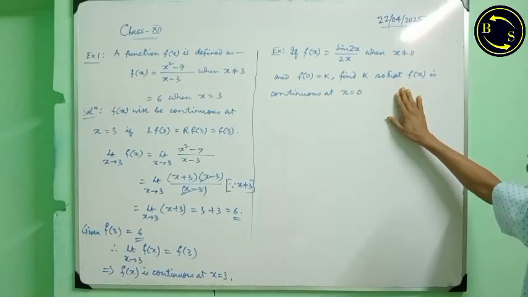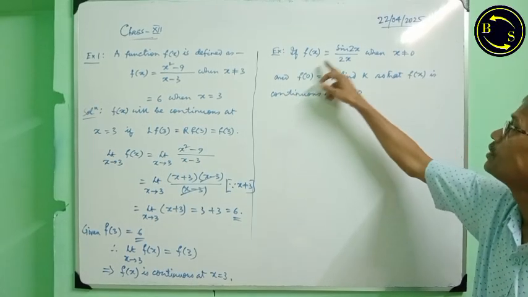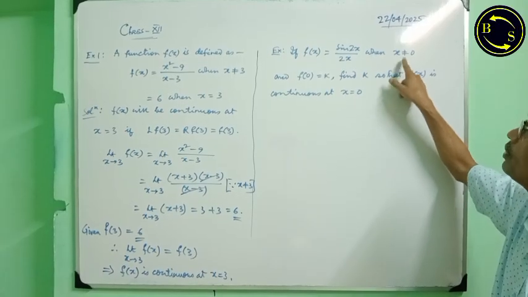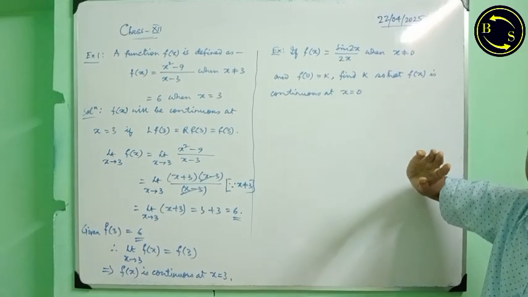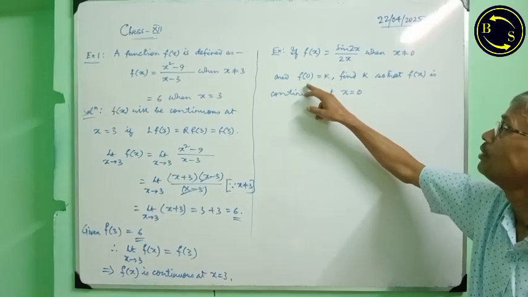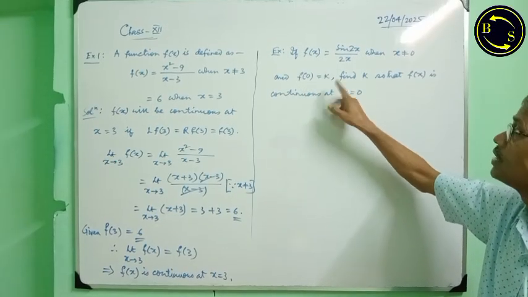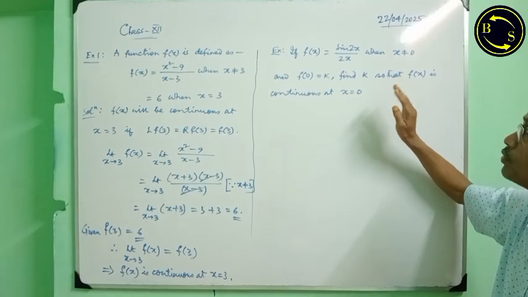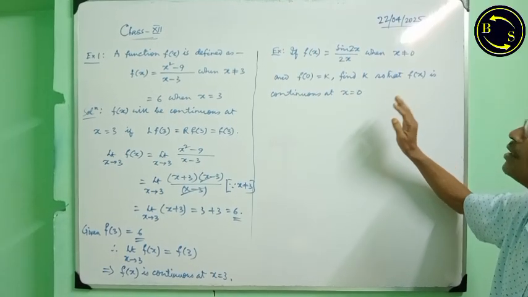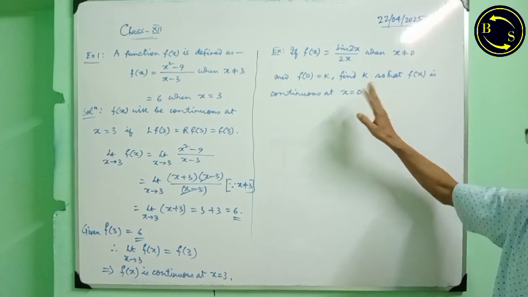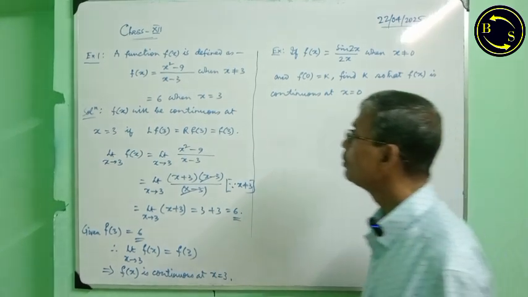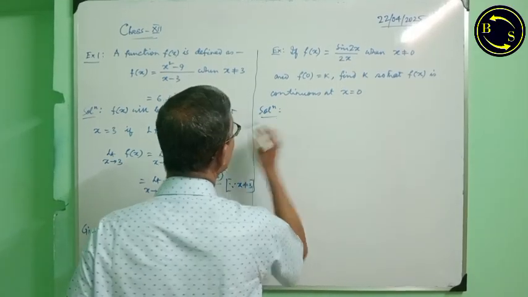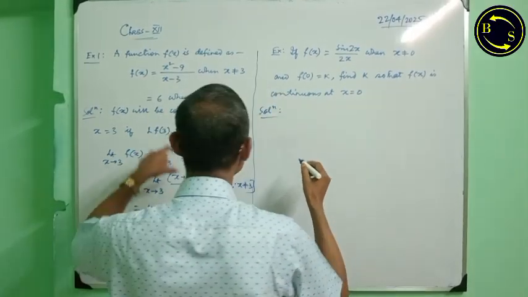Now in this problem, the function f(x) is defined like this. When x not equal to 0, it is sin 2x by 2x, and when x equal to 0, the value of f(x) is k. Now for f(x) to be continuous, we have to find the value of k. We follow the initial part the same.